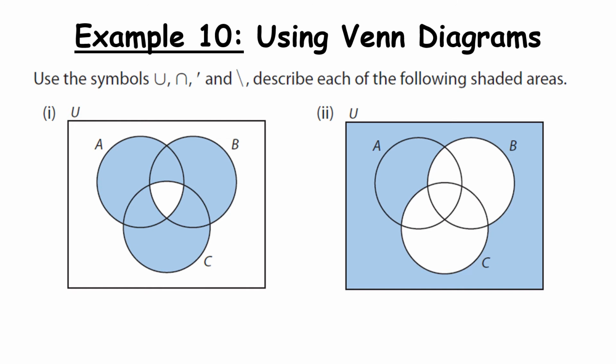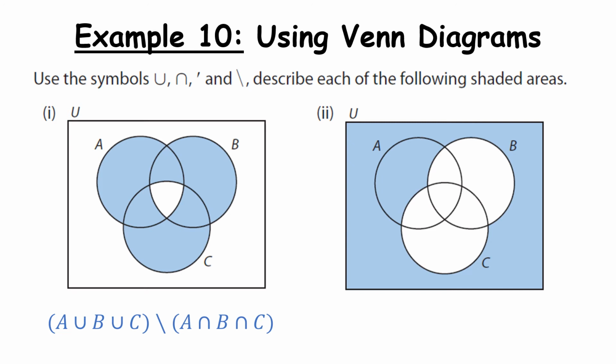So the first one, it is all 3 circles highlighted, but the centerpiece taken away. So we would write this as A union B union C, but we've taken away the intersection of all 3 sets. This looks like A union B union C less A intersection B intersection C.